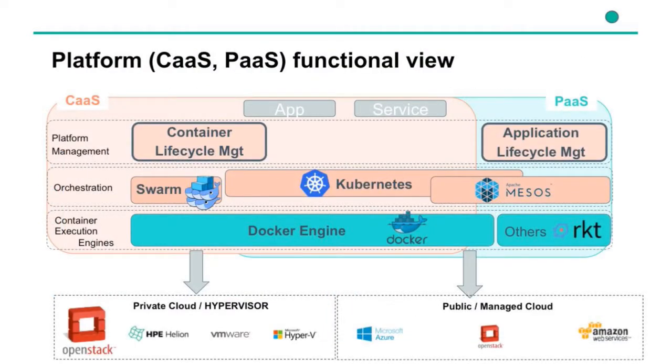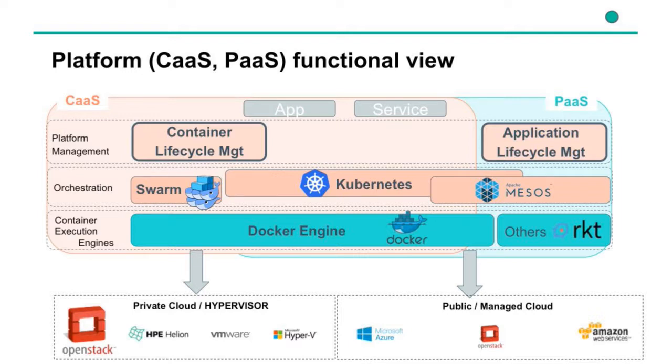To enable these cloud-native apps, you need a platform. It can take different shapes. Here we are highlighting either container as a service or platform as a service. What these two platforms have in common is that they all run on IaaS infrastructure, which could be a private or public cloud powered by OpenStack, or public clouds such as Azure or Amazon.